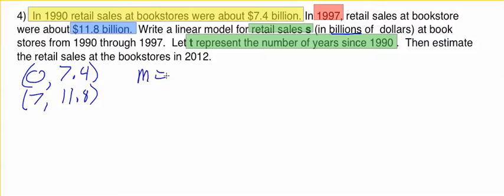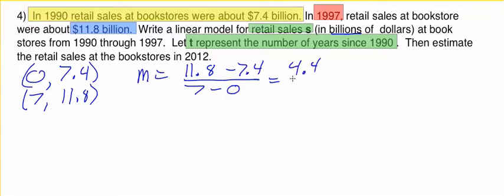So write a linear model just means write the equation of the line. So slope would be 11.8 minus 7.4 over 7 minus 0. I should have got the calculator out beforehand. Okay. So we have 11.8 minus 7.4, and that's 4.4 over 7. And since there are decimals in the equation, decimals would be acceptable here. So 0.629.